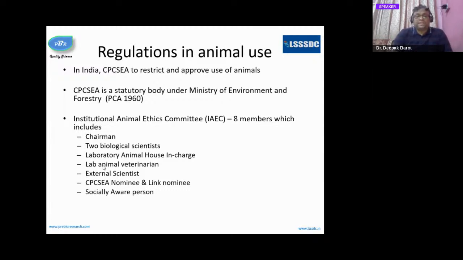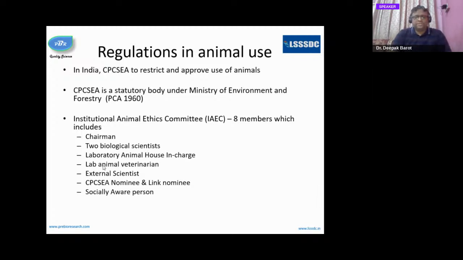So as a first principle of animal welfare, you should do this. Please go back to your colleges and inquire if those facilities are registered with CPCSEA or not. If not, they can always apply and get the facility registered. So that is the first step. Now, once a facility is registered with CPCSEA, the Ministry of Environment and Forests has asked each of these institutes to have an Institutional Animal Ethics Committee. If you have an animal house, your college or university should have an Institutional Animal Ethics Committee. What is the formation?